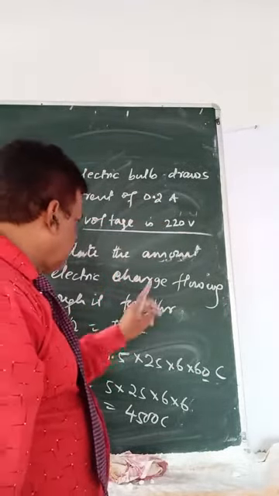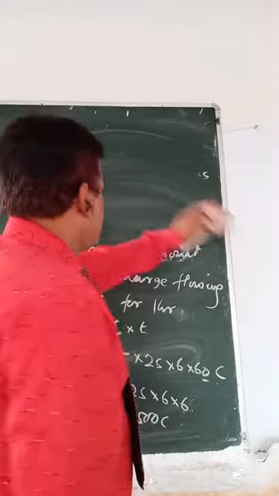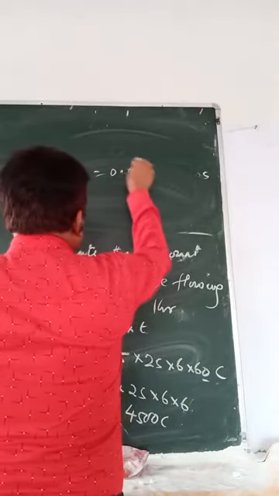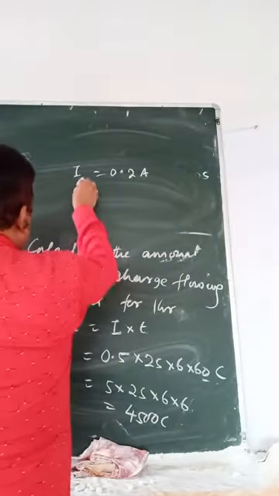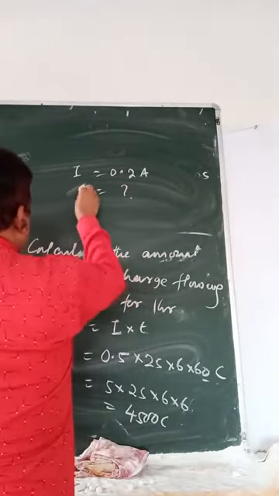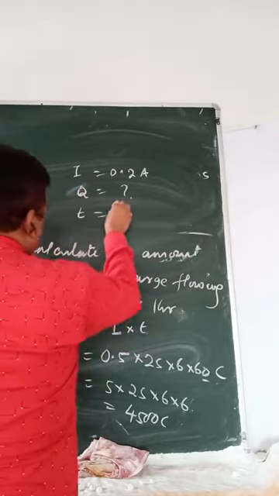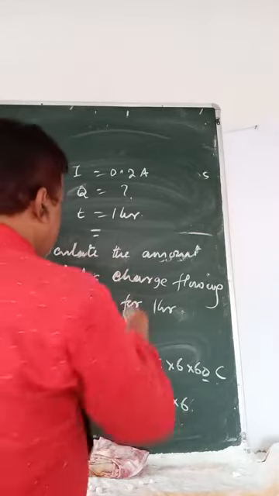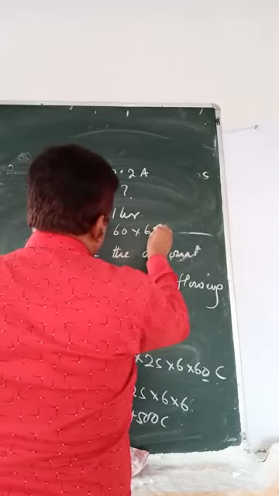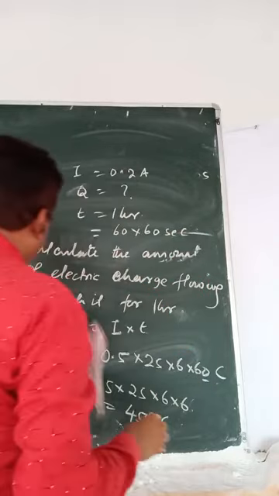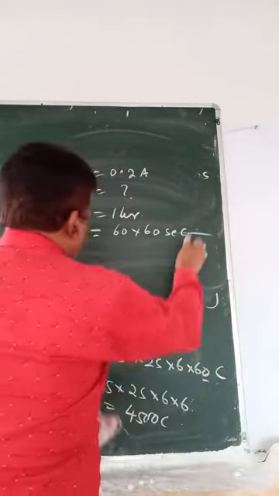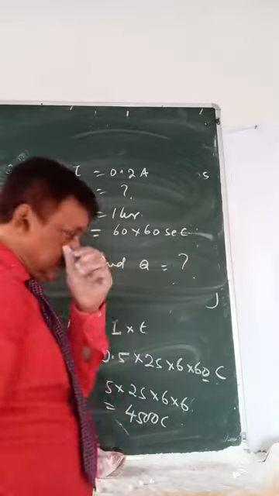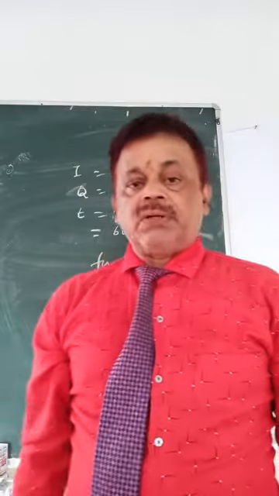So let's note it down. Your I equals 0.2, given in ampere, so the unit is correct. Charge you have to find out, not given. Time is 1 hour, which means 60 into 60 seconds. So look at the previous question and try to solve it. Find Q. That is your homework. Okay, in the next class we'll discuss more about potentials.